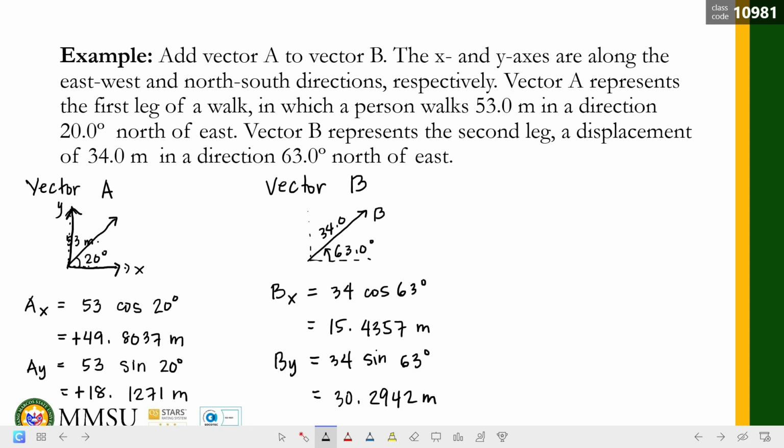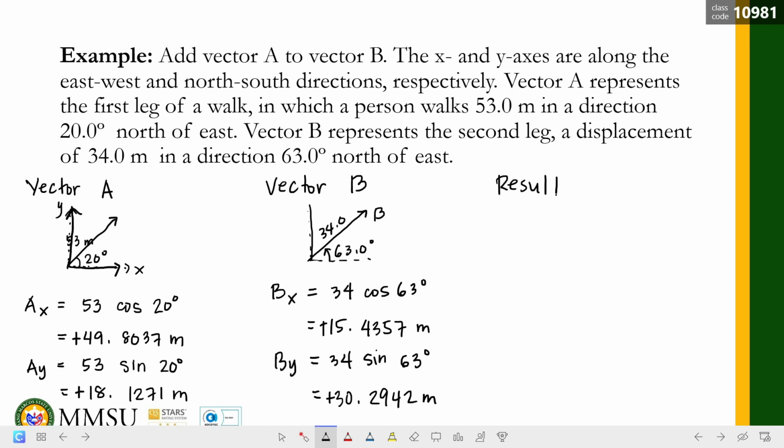There are cases where the component will be negative. For example, when the arrow is downward, the Y is negative. When the arrow is to the left, the X should be negative. Okay? But in this case, all the components are positive, because our arrows go to the right and upward. But just in case the arrow goes to the left or downward, you need to make sure that you put negative for the components.